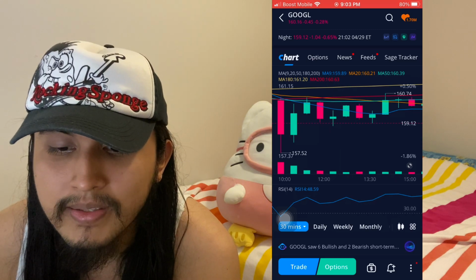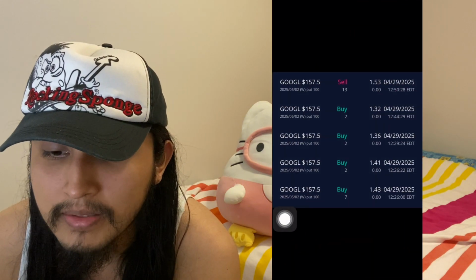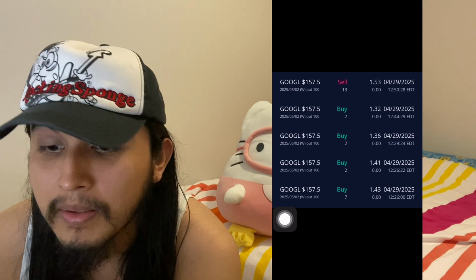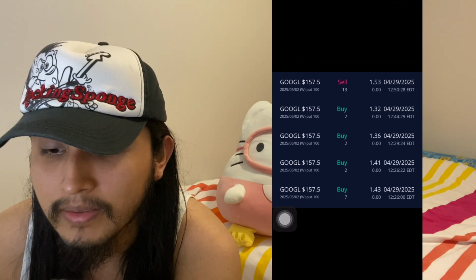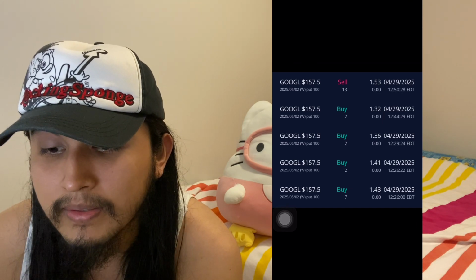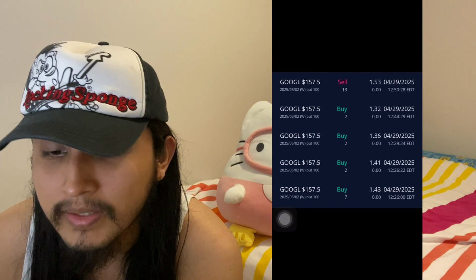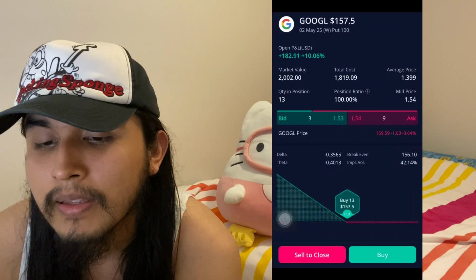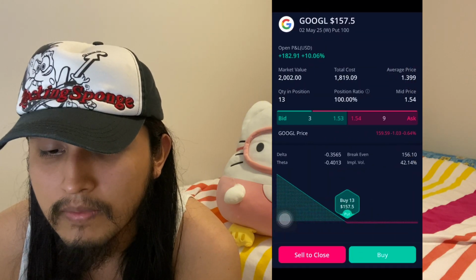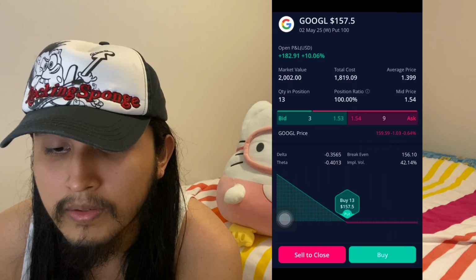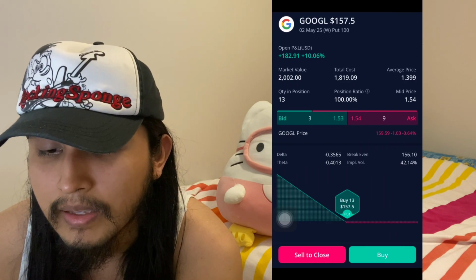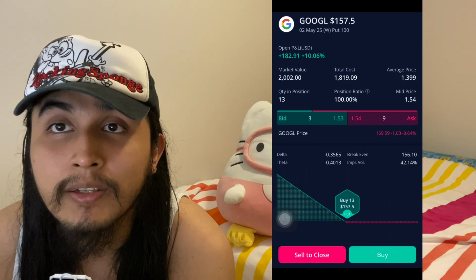So once I started seeing more downwards momentum from that very same candle at 12:50, I sold out. Once I started seeing downwards momentum, I sold out the position for $182.91, and basically that's how much I made trading Google put options.